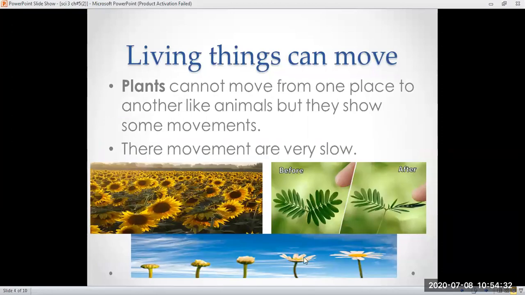Moving forward to the next, how plants move. As you all know, plants cannot move from one place to another like animals. Plants cannot move from one place to another like animals, but they show some movement, a little bit of movement. These movements are very slow. For a very long time these movements can occur, and you have seen them, like the sunflower. You can see all the sunflowers facing the same direction.